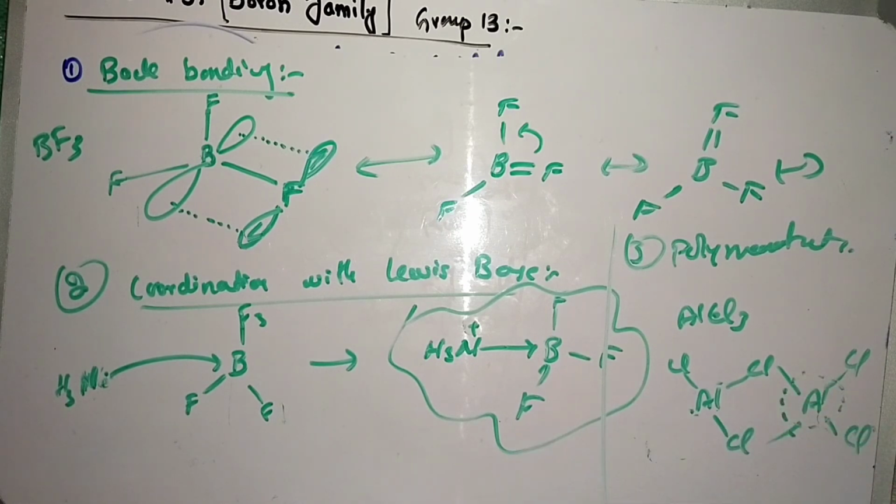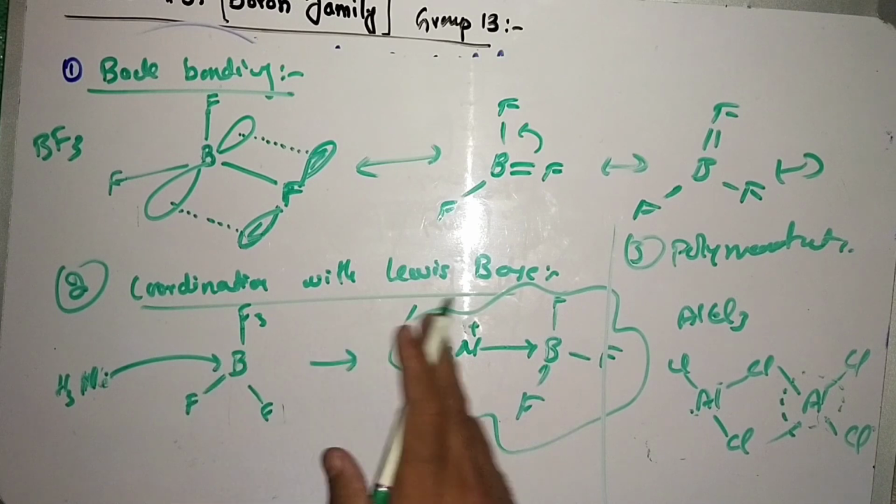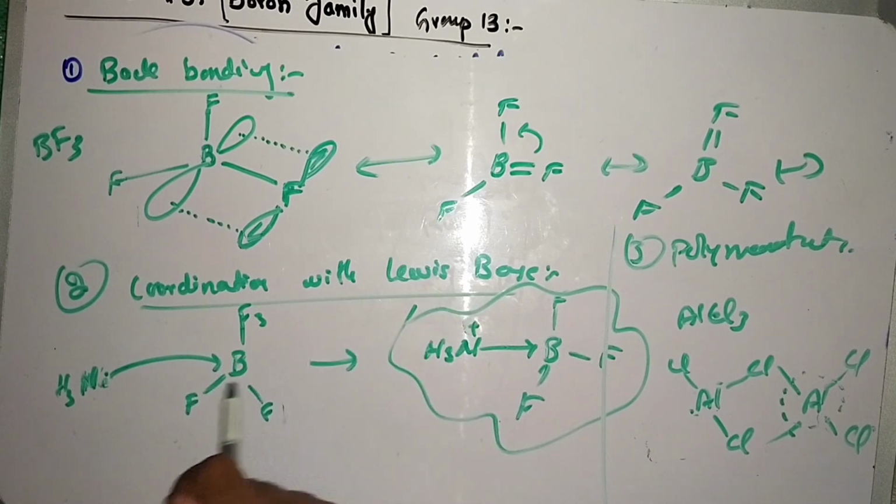So these are the three methods: polymerization, formation of a coordination bond with a Lewis base, and back bonding. Due to these, the electron deficient compounds of the boron family remove their electron deficiency. I hope my point will be clear. These are the general characteristics of the boron family.